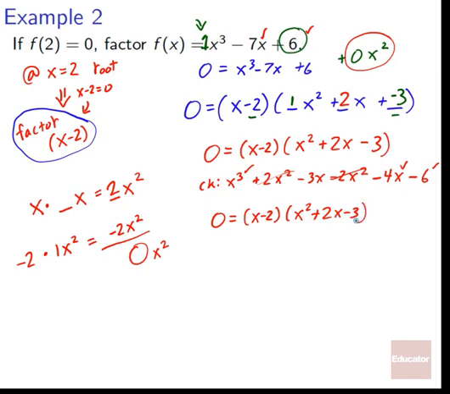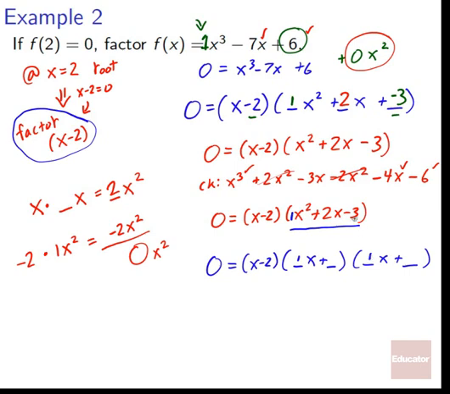We've factored it properly. So at this point, the only thing that we have left to factor is the x squared plus 2x minus 3. So 0 equals x minus 2 times blank x plus blank times blank x plus blank. What goes in those first blanks? Well, we've just got a 1 in front of that, so it's 1 and 1. Don't have to worry about that much.